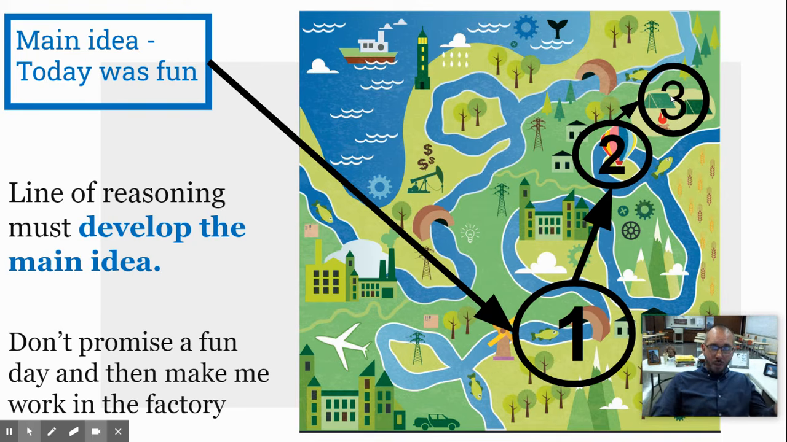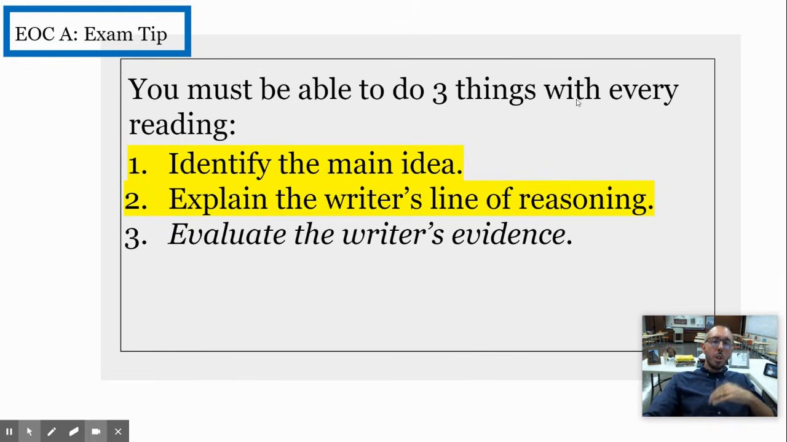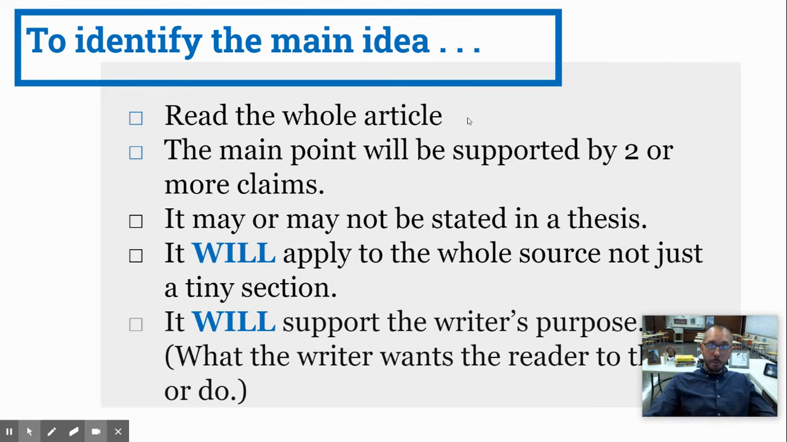But that factory thing had no reason to be in there. So it has to support the main idea. You must be able to do 3 things with every reading in the EOCA: identify the main idea and explain the writer's line of reasoning, or the logical sequencing of claims to support that main idea. Now, here are some tips to identify the main idea.